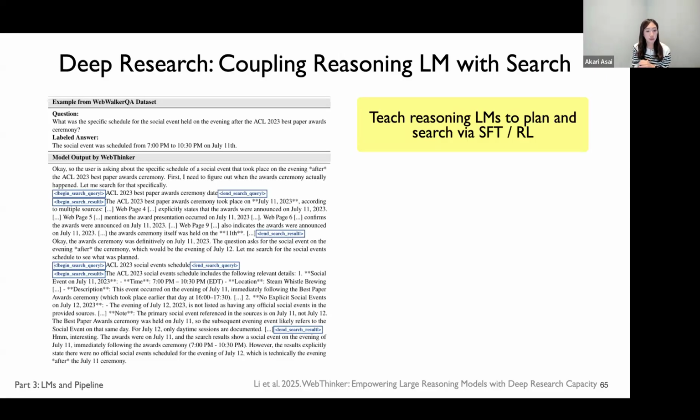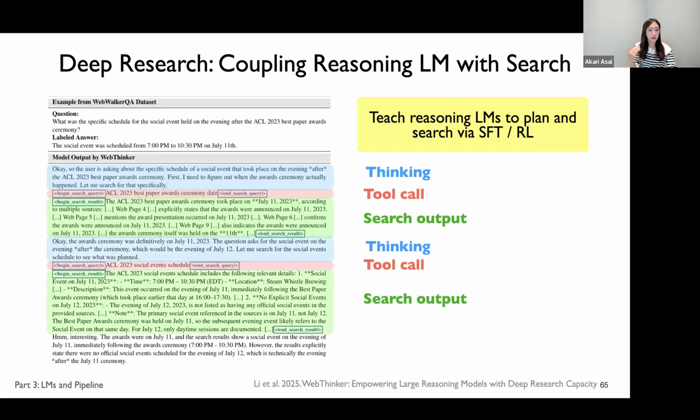This is an example from such a recent deep research paper, WebThinker, and as you can see, given the original question, the model first generates a thinking token and says, oh, this is a search plan, and now I start searching. And then the model generates the tool call to trigger the retrieval system and takes the retrieved documents inline, as in Self-RAG. And after that, the model repeats this thinking, tool call, and search output activities until it collects all of the information and starts generating answers.